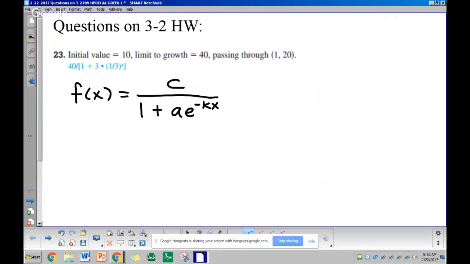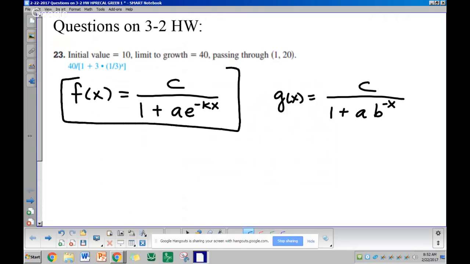The book has another form, I'll just call it B, and they say c over 1 plus a times b to the negative x, something like that, right? I prefer to use this one, so I'm going to use this one if that's all right with you.